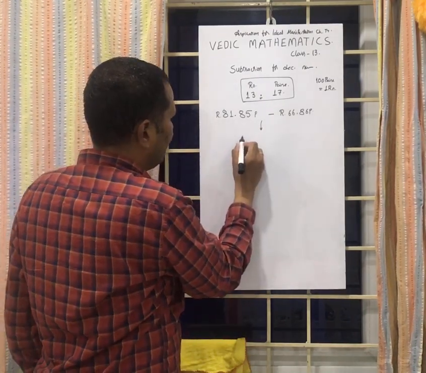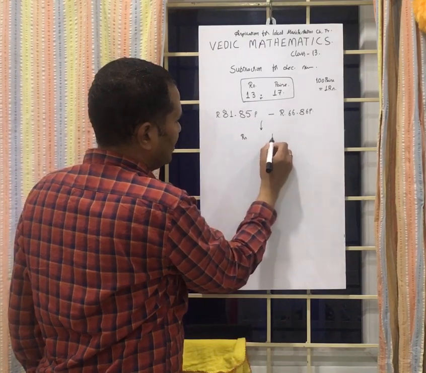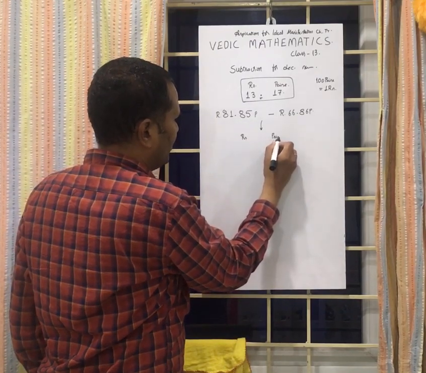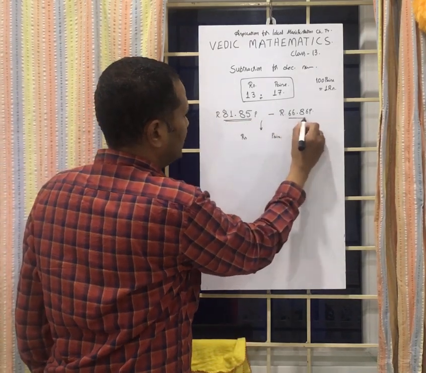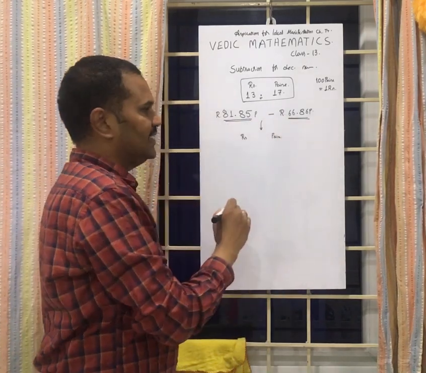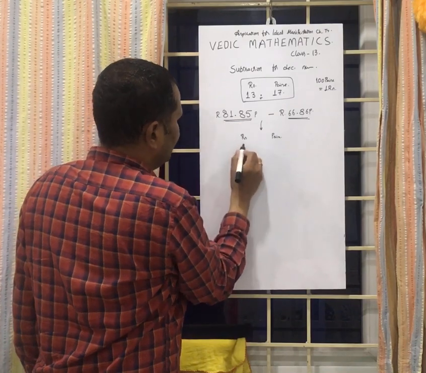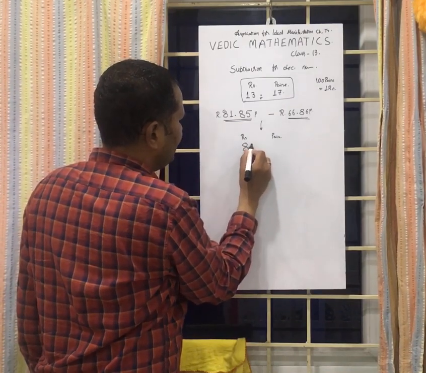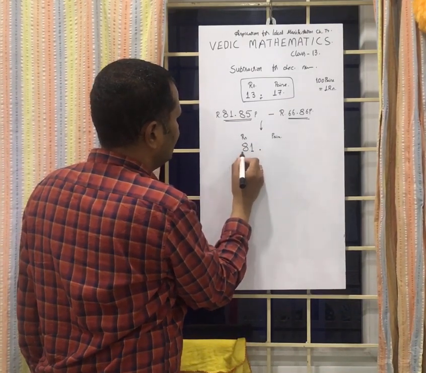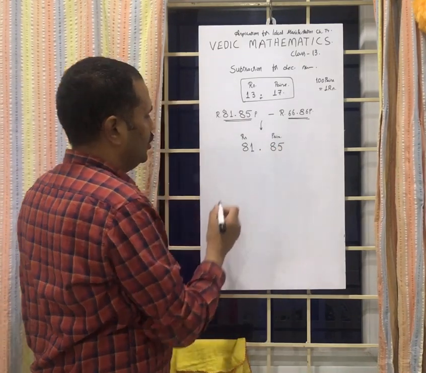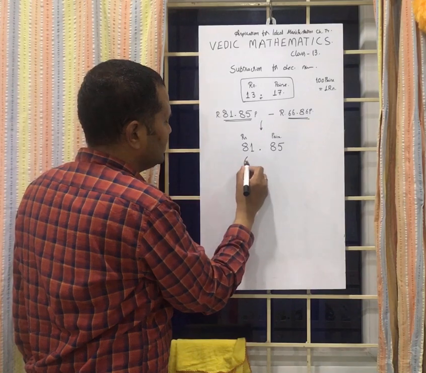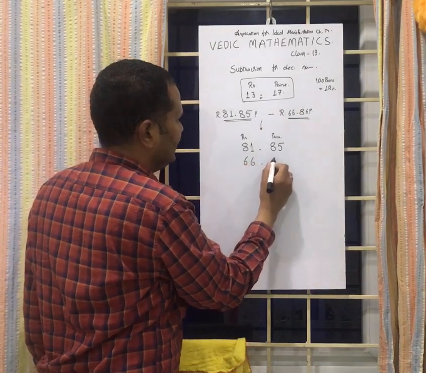So now we have rupees as well as paise. The first number is the one from which we need to subtract the other, that is 81 rupees 85 paise. What are we going to subtract? 66 rupees 86 paise.